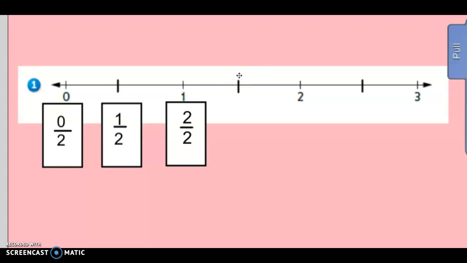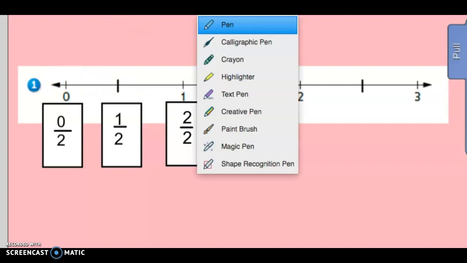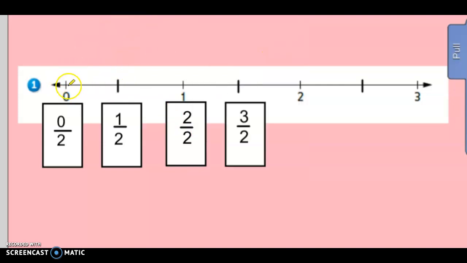Let's continue to label the rest of it. If this is 2/2, how many halves is this tick mark? Right, 3/2. Notice that our denominator is staying the same because the distance between each whole is still broken into halves, or 2 equal parts. So our denominators are staying the same, whereas our numerators are going up by 1 each time. Each time we count or add another half, we add 1 to our numerator.